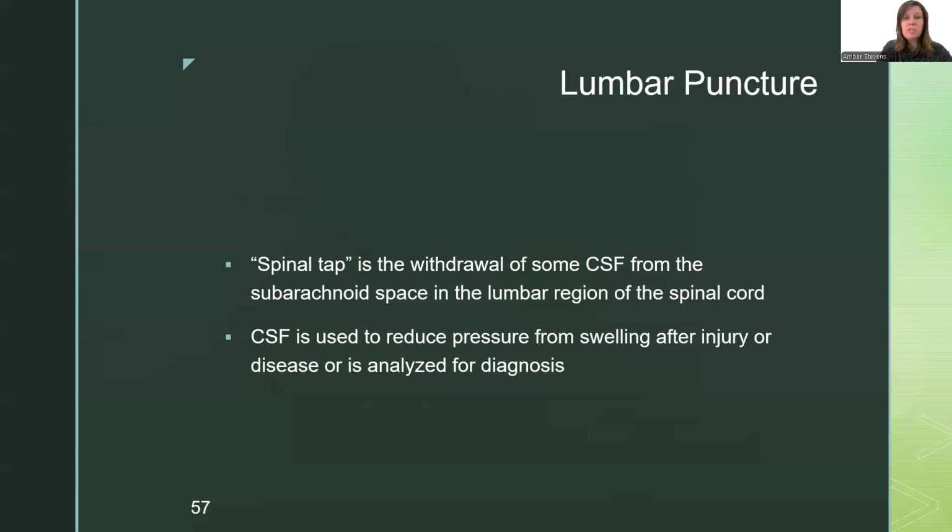All right, so lumbar puncture is also called a spinal tap. A normal sample of your CSF from the lumbar puncture is slightly yellowish and clear in color, but red color in an abnormal sample usually indicates bleeding, right? So it's used to reduce pressure and swelling from injury or disease, or it's analyzed for diagnosis.